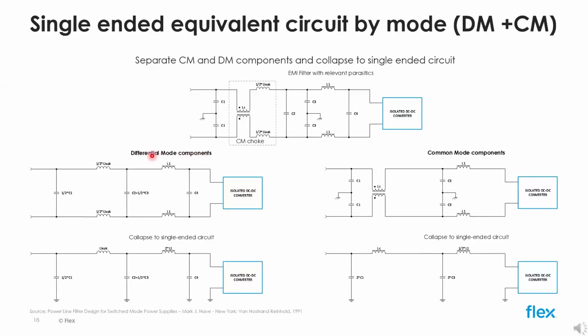Then we need to collapse the equivalent circuits to single-ended so that we can analyze easily. For differential mode, this is done by excluding the common mode inductance and including only the leakage inductance. Also, common mode Y capacitors are connected in series and parallel to differential mode X capacitors. Finally, inductances placed on opposing lines are summed together and placed on one single line to obtain the final single-ended circuit.